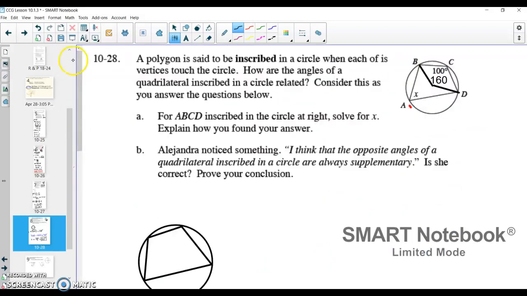Again, if you've noticed, this lesson's really a lot about knowing the measure of the arc, and then that's the same as the central angle, and then the inscribed angle is half of that. That's been a really big part of this lesson. All right, let's see if I can finish this up.